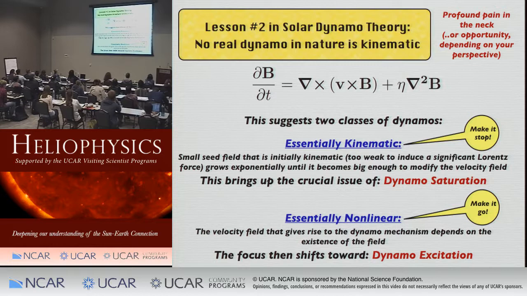There's another class, which is essentially nonlinear, where the velocity field that gives rise to the dynamo action comes from the magnetic field itself. It intrinsically depends on the magnetic field. And then the focus shifts toward how do you excite it? If the velocity field depends on the magnetic field and the magnetic field depends on the velocity field, how do you excite it? Almost all work in dynamo theory is based on the kinematic idea, because this is hard.